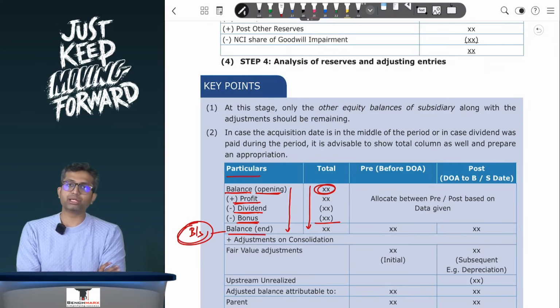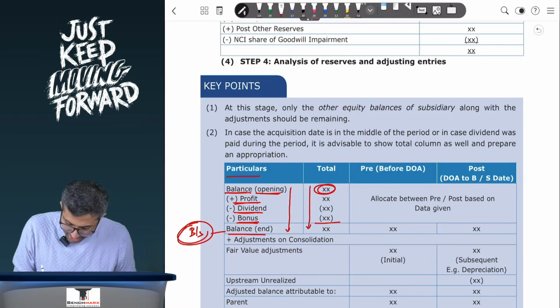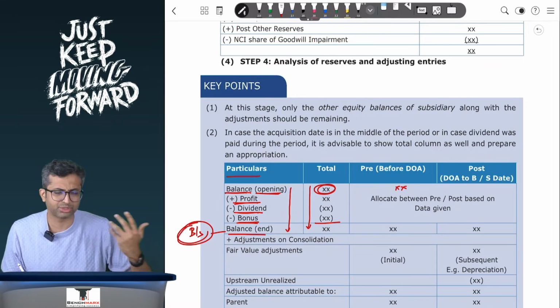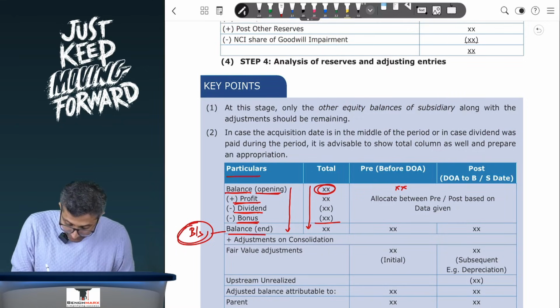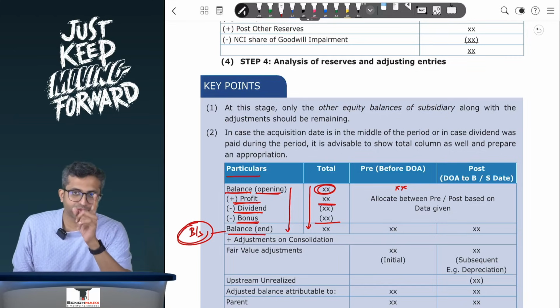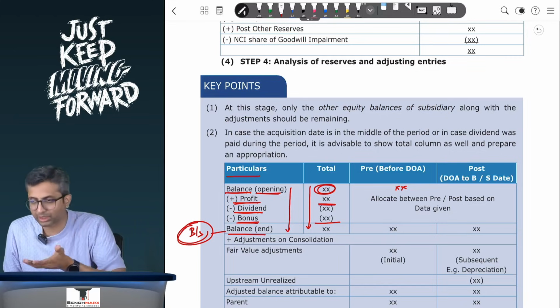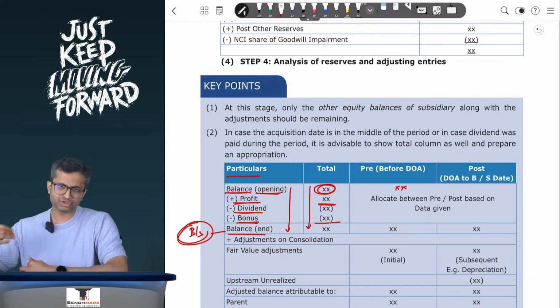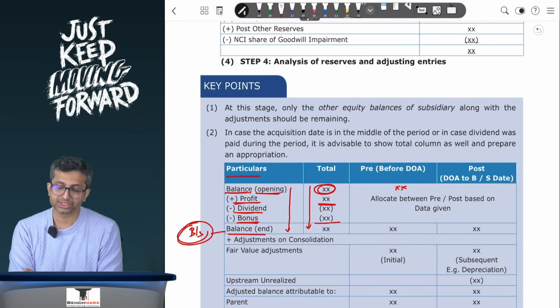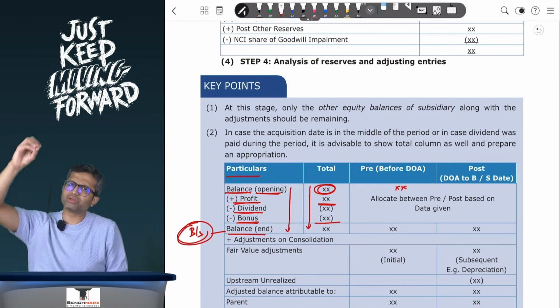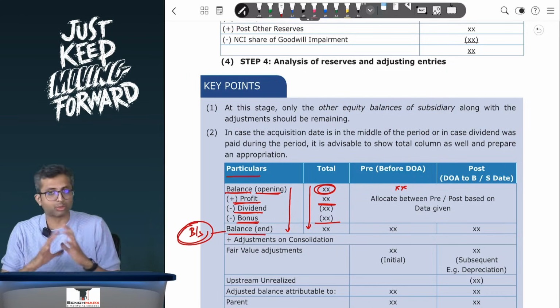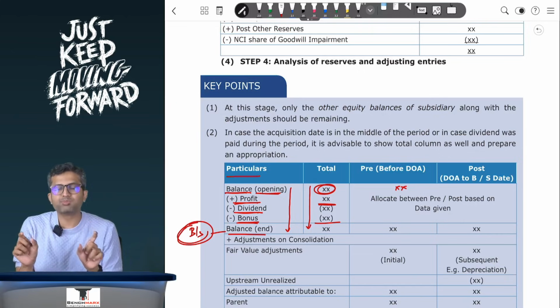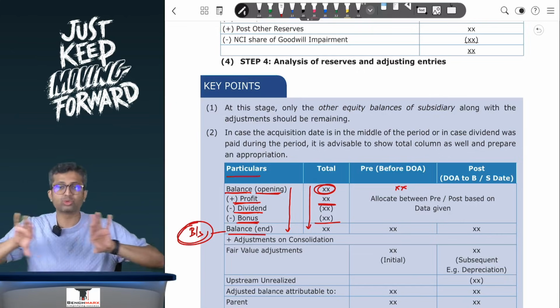Now, every item you will analyze, like the opening balance, most likely will go in the pre section because it must be before the date of acquisition. Profit, you'll have to see whether the profit is post acquisition, partly pre, partly post. For example, let us say your opening balance is given on 1st April 25, date of acquisition is 1st July 25, and your balance sheet is on 31st of March 26, in which case the opening balance, which was still 1st April 25, is fully pre. However, the profit during the year, whatever you calculate, this profit will be split 3 months pre, 9 months post, and hence you will have to allocate.